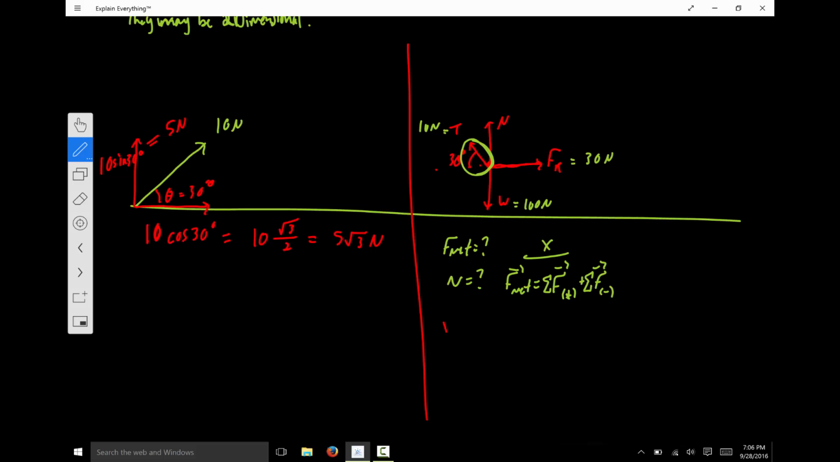Okay, so the net force here, obviously, it turns out to be m times a. But don't worry about that right now. We're just going to worry about the net force. We'll do the calculations for acceleration later.